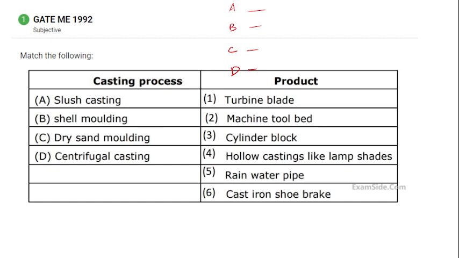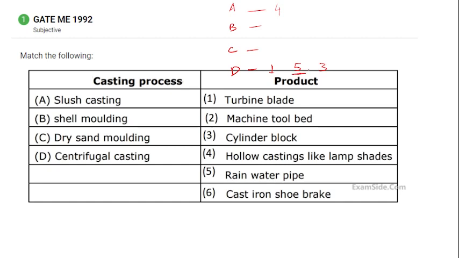Ma'am, for D it will be 1, and for A it will be 4. Are you sure? D was for 5, ma'am. B would be 3, ma'am, rain water pipe and drainage pipe, I guess. In D, shell molding would be cylinder block. Ma'am, D will be 5 then. Yeah, correct. B5 is the most correct answer here.